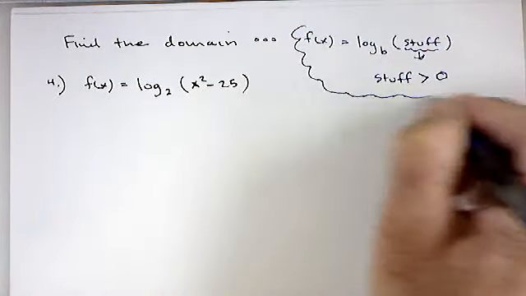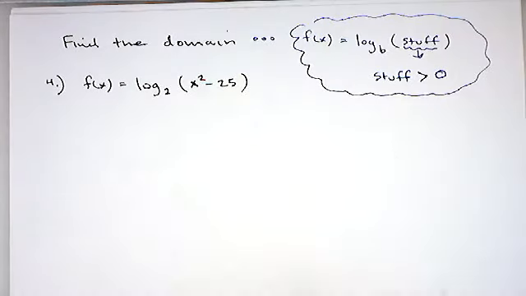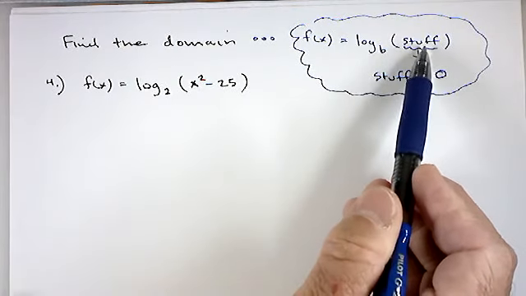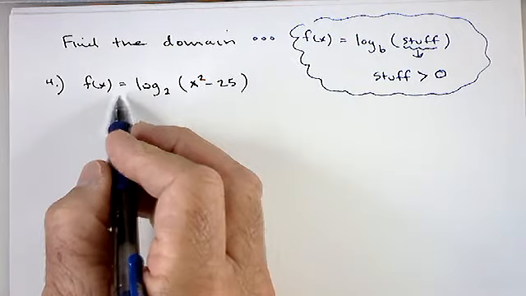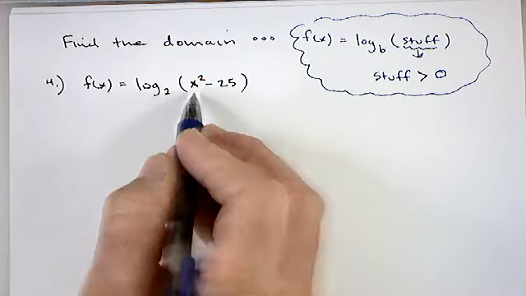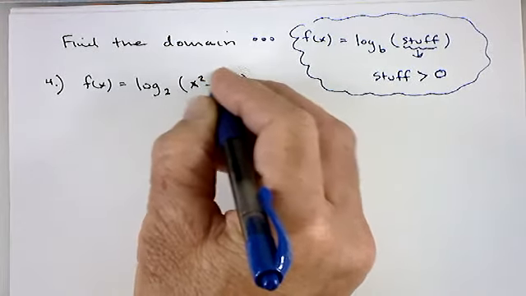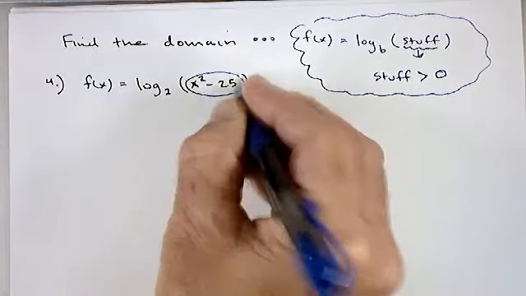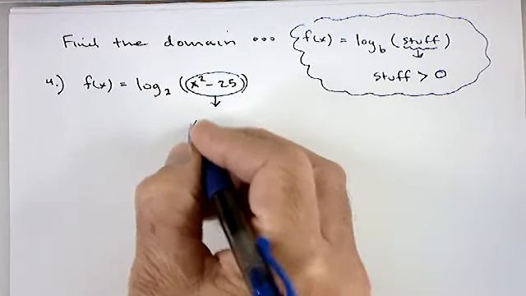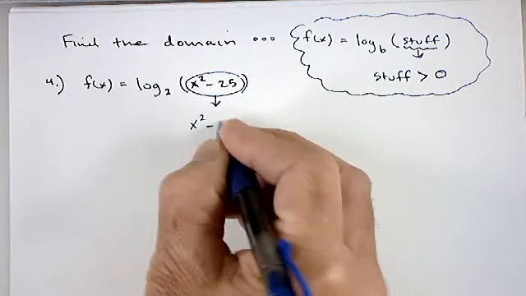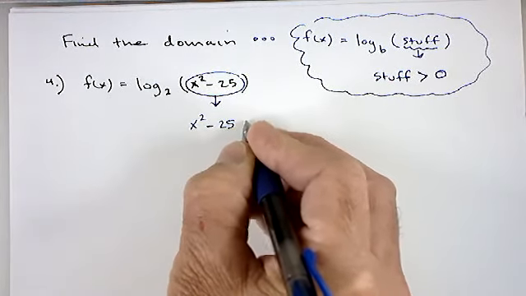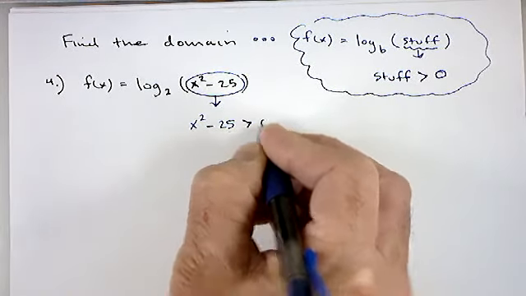This is how we're going to tackle a log domain. For this first one, f of x equals log base 2 of x squared minus 25. What I'm taking the log of is x squared minus 25. So if I'm trying to figure out what numbers would work, I need to make sure that x squared minus 25 is greater than 0.